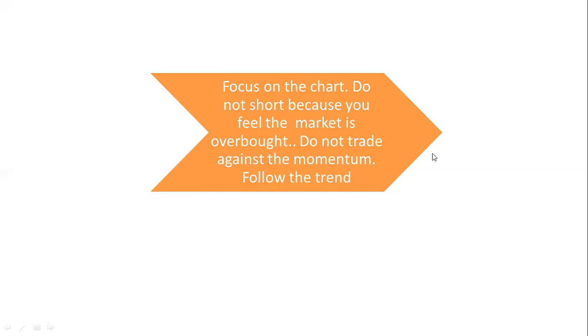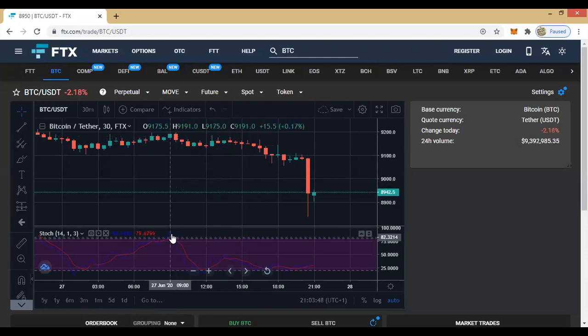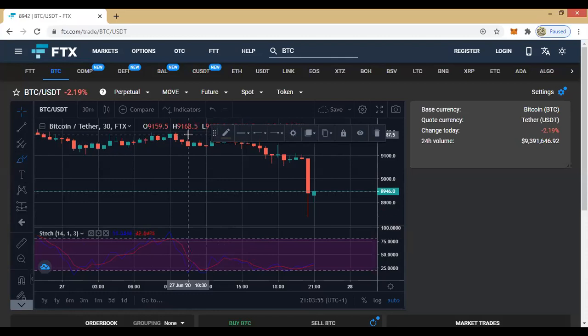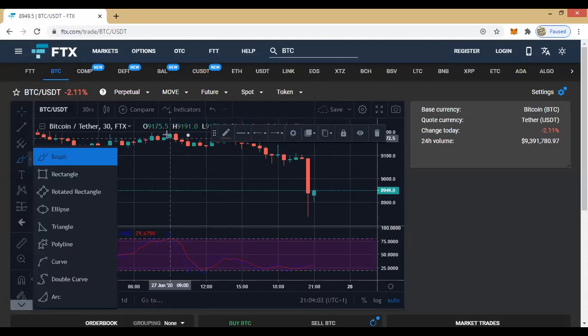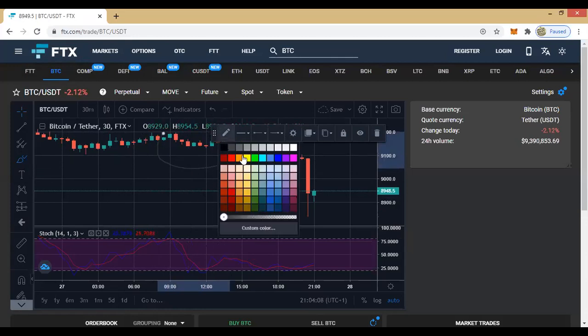And then the next thing is I said, do not trade against the momentum. What do I mean by not trading against the momentum? Look at the momentum of the price. Let's just start from this region. Let me change the color of this. Let me use white, I guess it should be brighter.